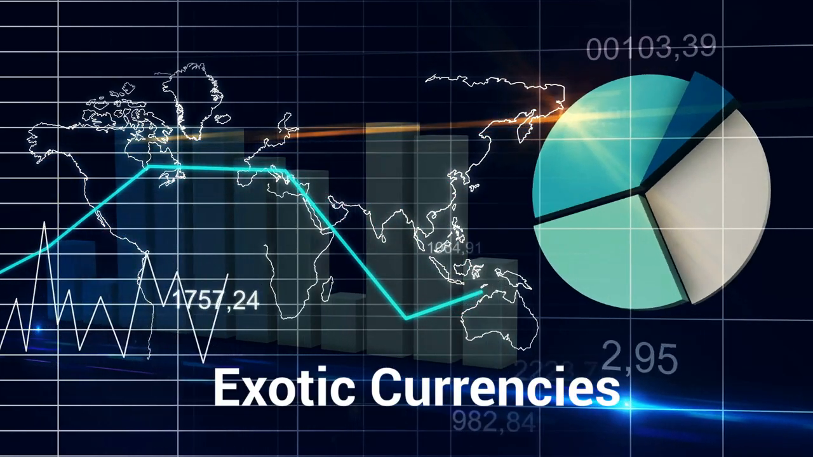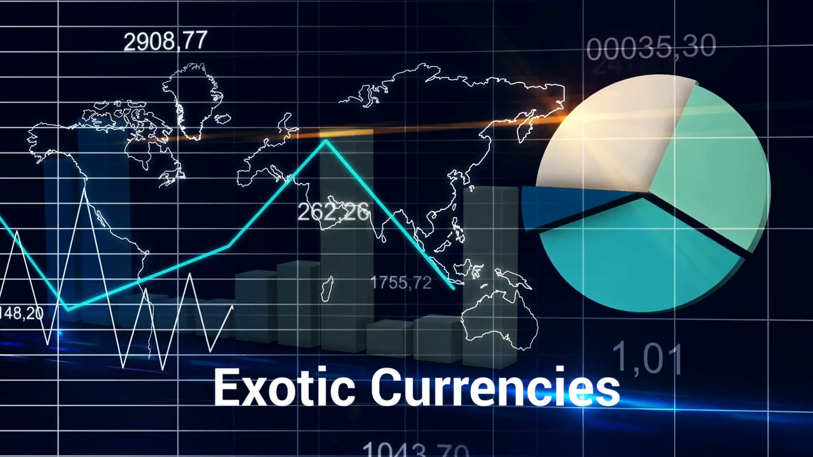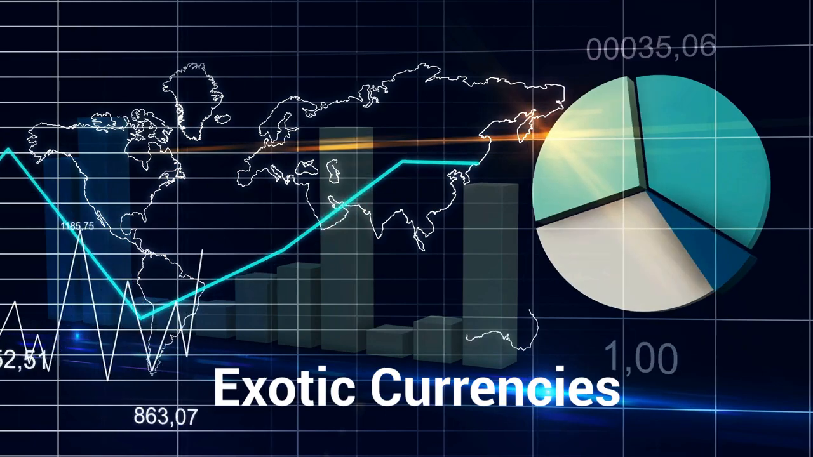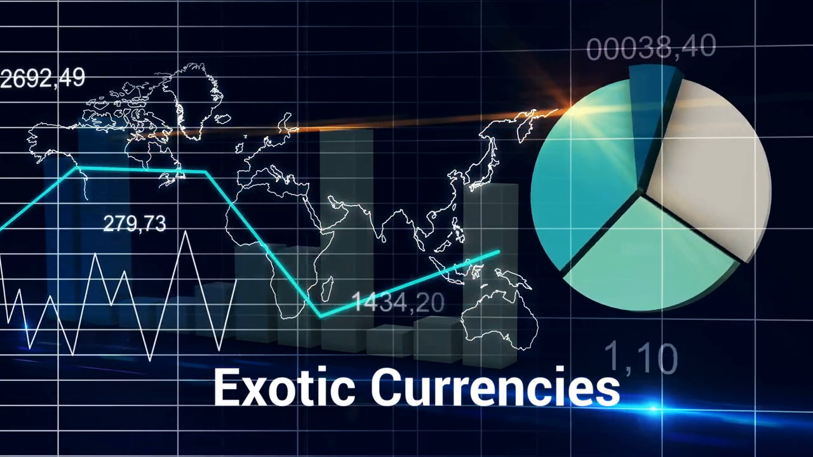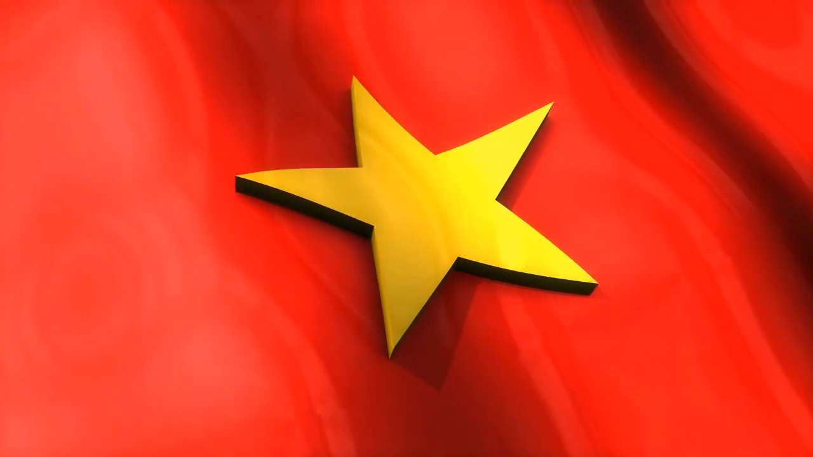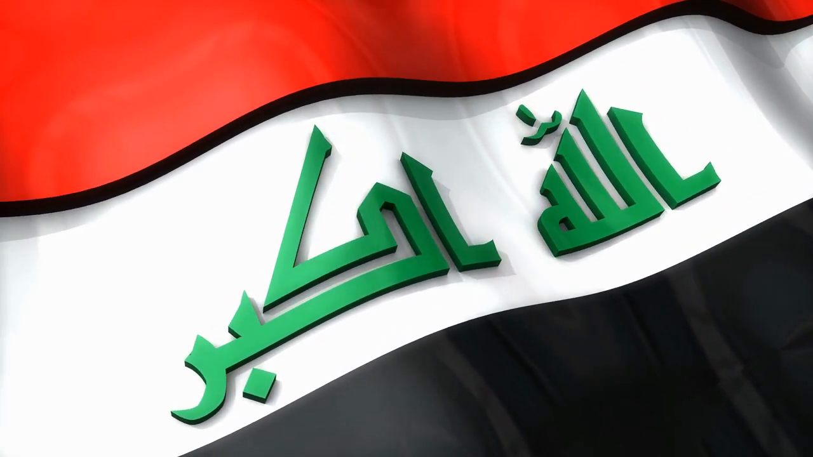Three, an exotic currency. Now, an exotic currency pair includes a major currency and the currency of a developing economy. We talk about exotic currencies on this channel because that is what the Vietnam Dong, the Malaysian Ringgit, and the Iraqi Dinar are categorized as.